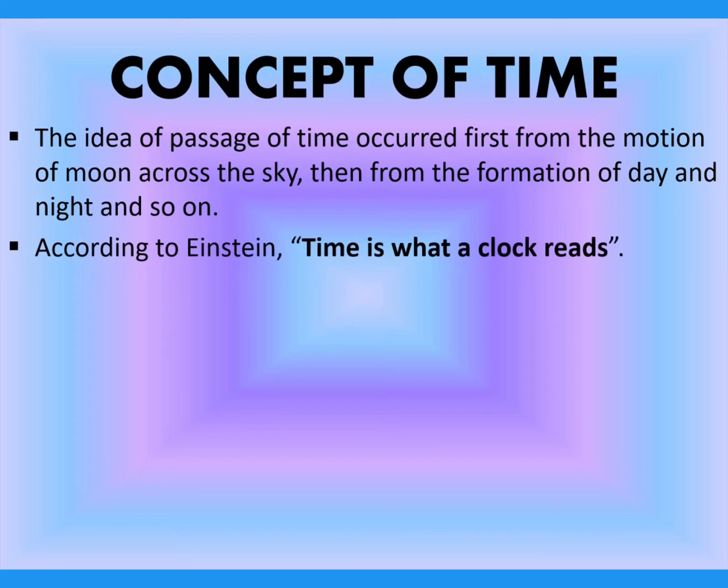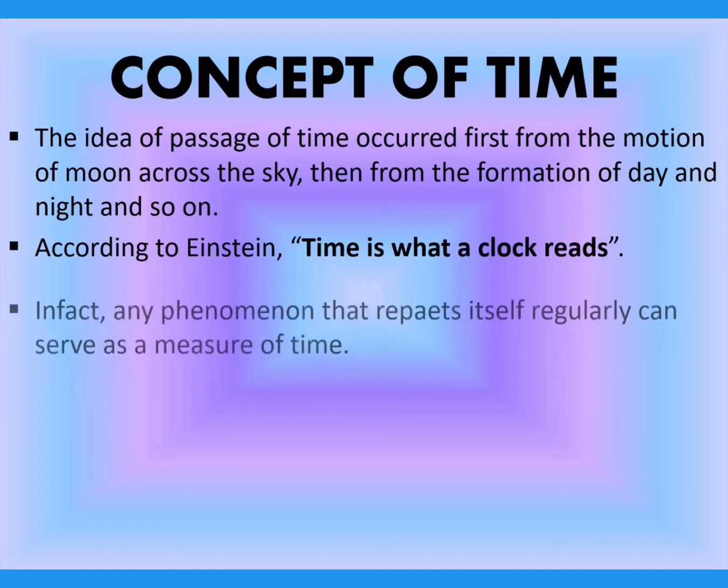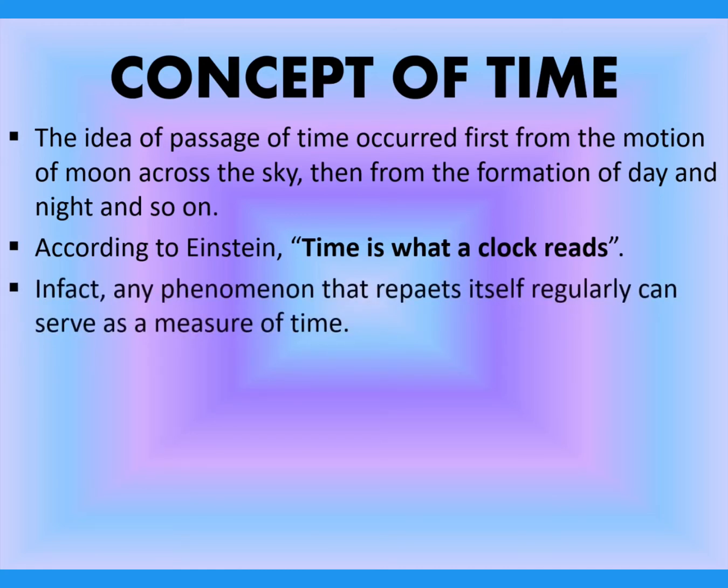According to Einstein, time is what a clock reads. In fact, any phenomena that repeats itself regularly can serve as a measure of time. Human heart, which beats regularly, is an inbuilt clock in every human being. Rotation of Earth around its axis, revolution of Earth around the Sun are some of the examples of repetitive phenomena which serve as a measure of time.